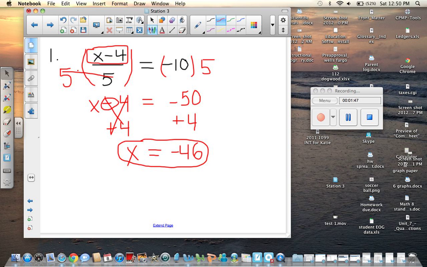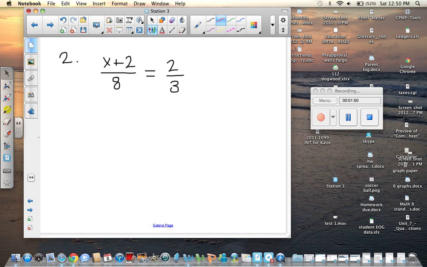All right, let's look at problem 2. In problem 2, again, we're going to put a box around the numerator, the x plus 2, because what a lot of people do is they try to subtract 2 from each side, and the thing is that on the left side we don't really have a 2. It's really x divided by 8 plus 2 divided by 8.